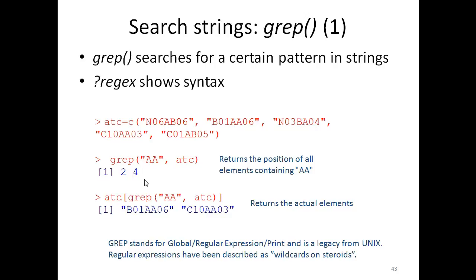If instead we would like to get the actual values, the character strings, fulfilling this criterion, we would have to use subscripting as usual. We write ATC, and then which elements of ATC do we want? We want those fulfilling this criterion, grep and AA ATC here. And in return we get these 2 character strings, which are element 2 and 4.